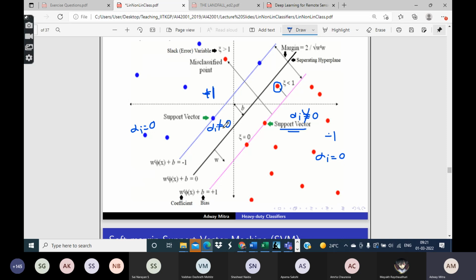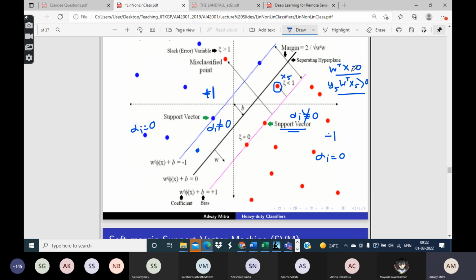Similarly, if we have a blue point sitting here, this one will be correctly classified with respect to the main classifier, but not correctly classified with respect to this marginal classifier. What's the main classifier? The main classifier is W transpose X equal to 0. So that means if you consider this point, let us call it X5, then Y5 W transpose X5 is greater than 0.